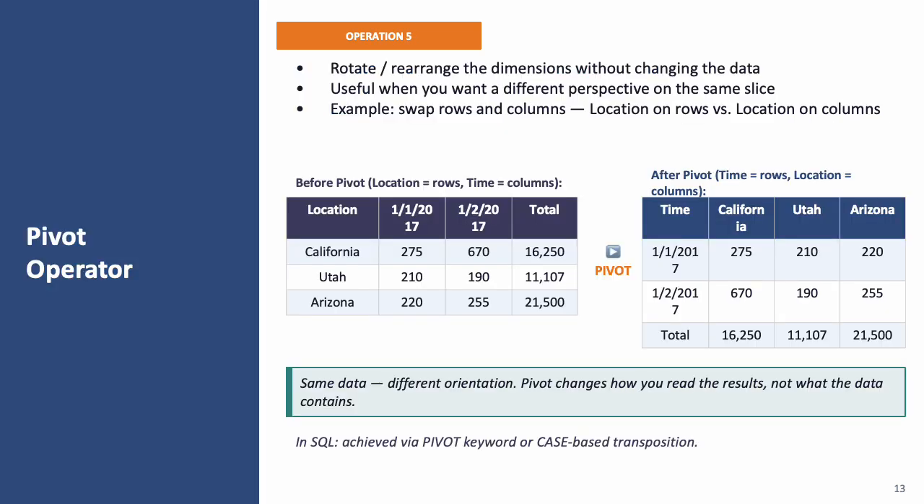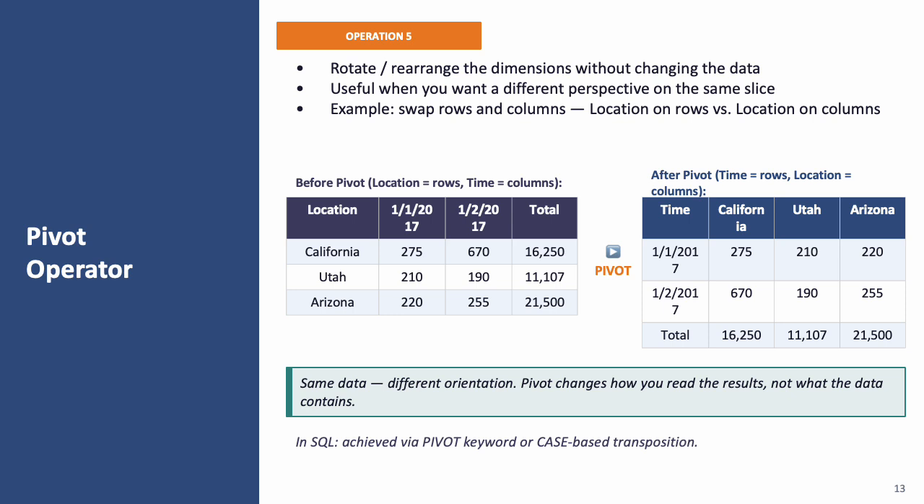The pivot operation. This operation is maybe the most intuitive to understand, but sometimes the hardest to visualize. It rearranges which dimensions appear on which axis of the result without changing a single data value. Think of this as rotating the table so that what was across the columns is now down the rows and vice versa.